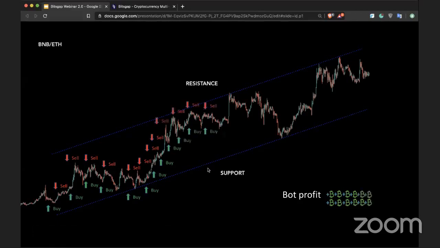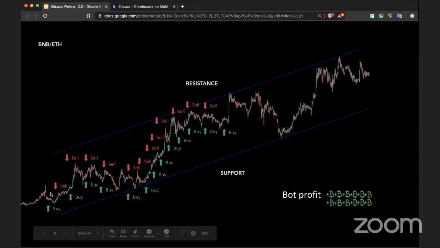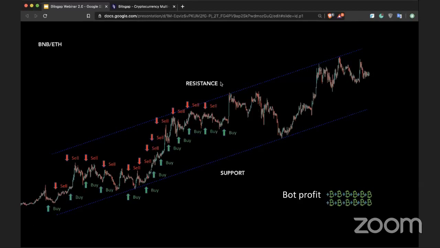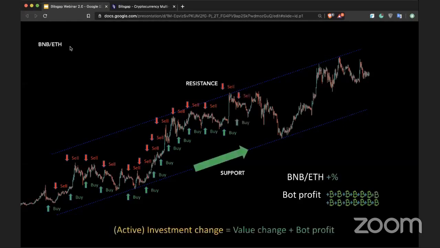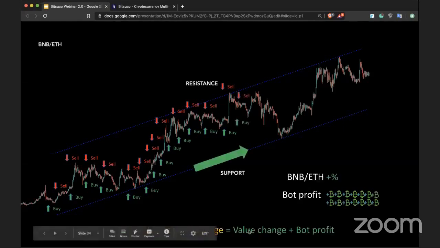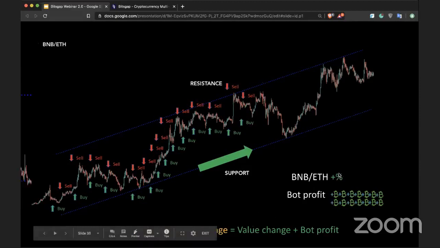So the passive hodler in this case would buy the BNB and then do nothing about it. But the rational investor and trader, the active hodler as we call him, would optimize trading in a way that he would let the bot use the BNB and Ethereum to accumulate additional profit for him. So that's exactly the effect of profit maximization here. It's active investment change. So that's the value change plus the bot profit.